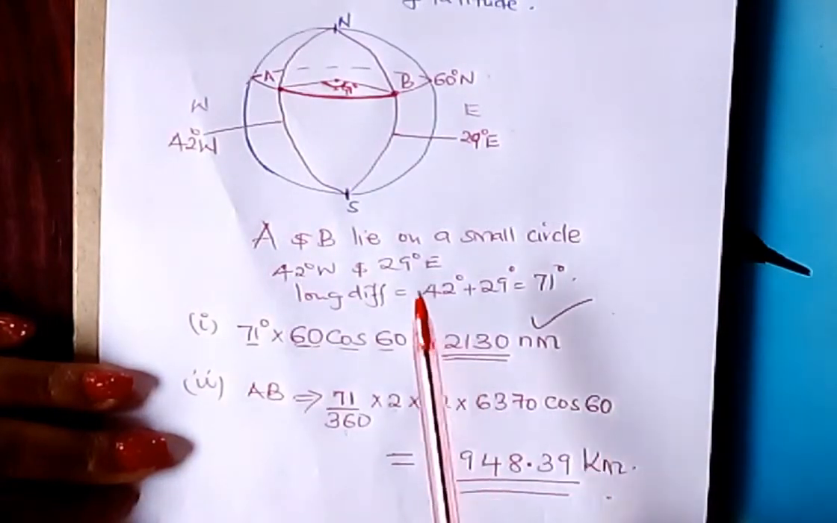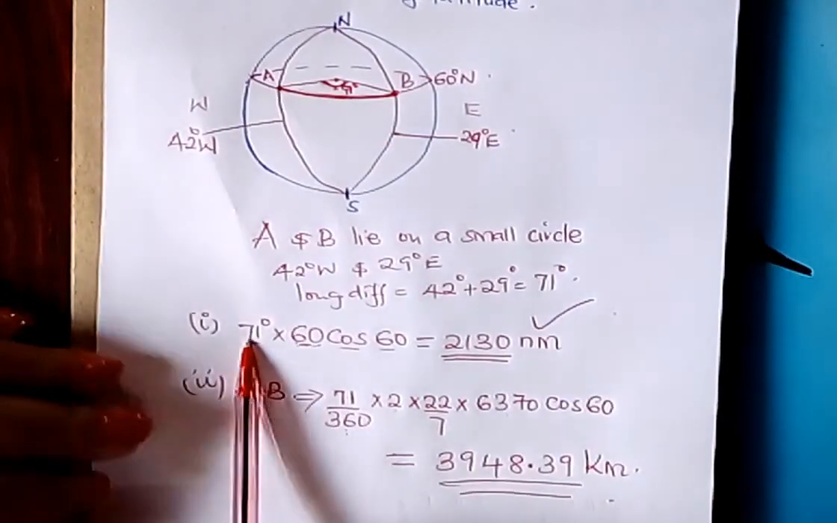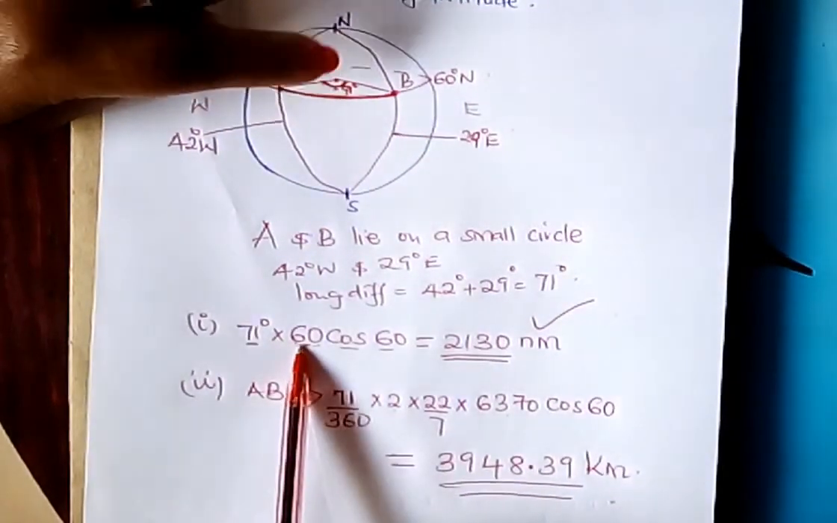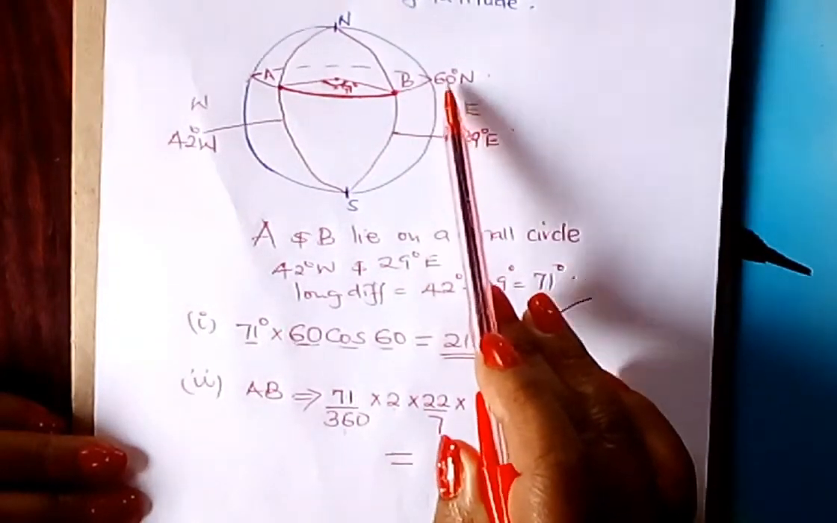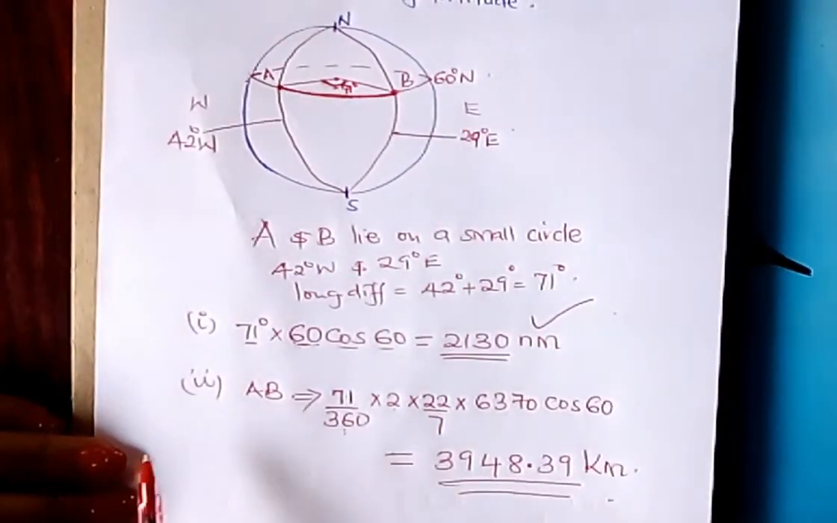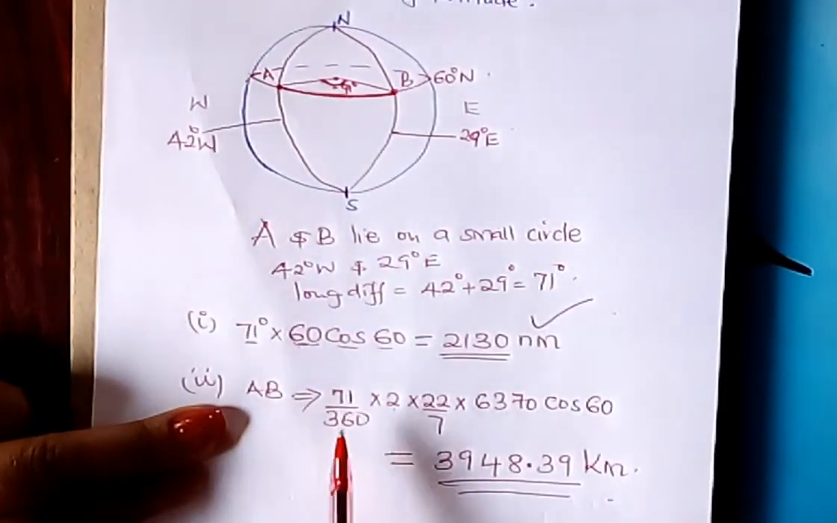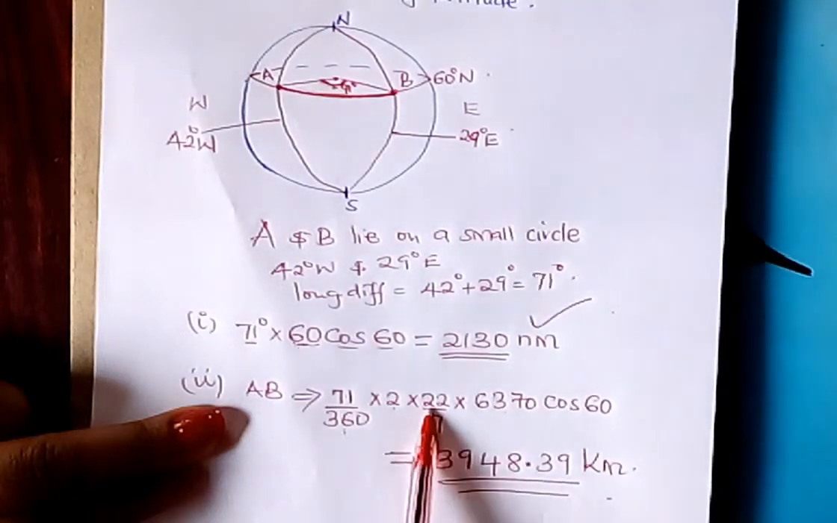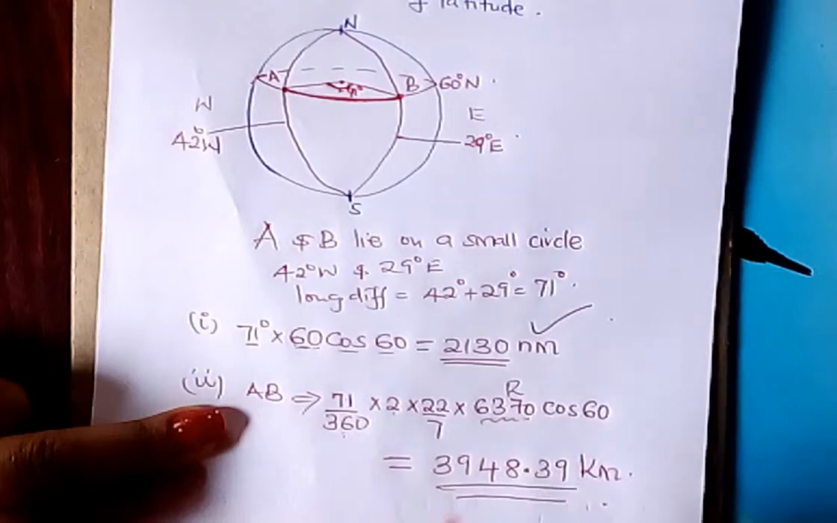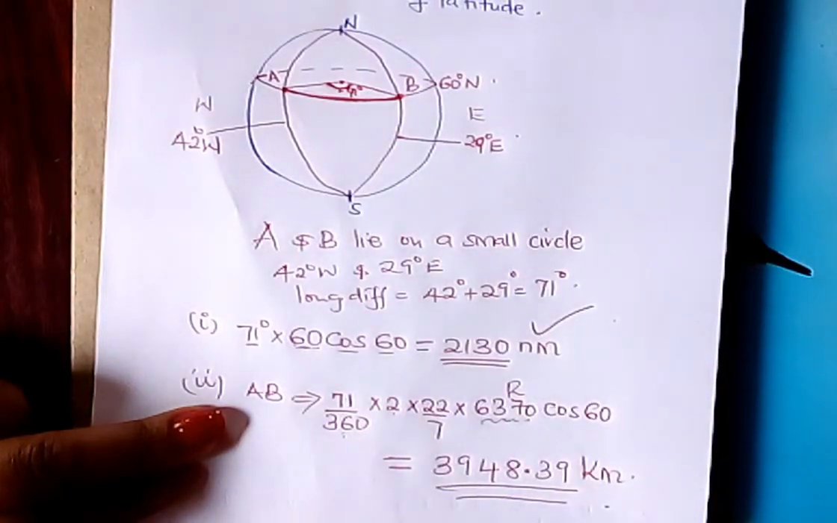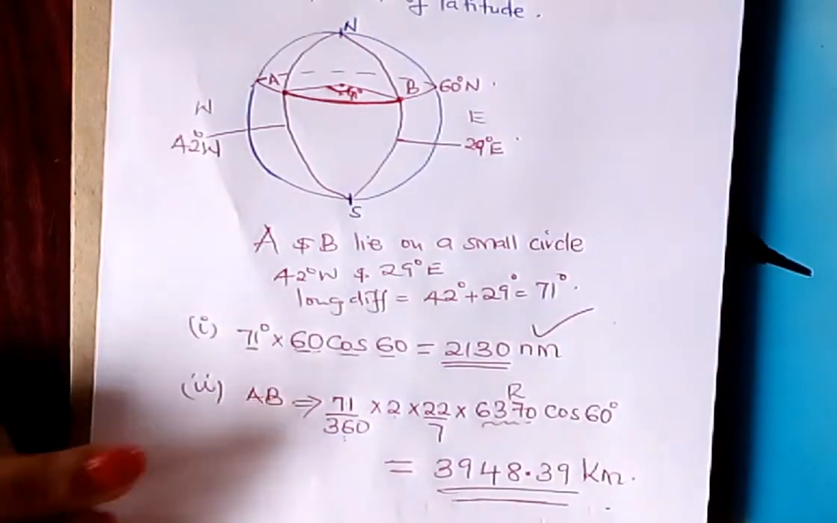So Lana, go ahead and internalize this: when they are on a small circle, you just take the angle at the center, multiply by 60 nautical miles times cos of the latitude angle, to give you that in nautical miles. In kilometers, this arc length is the angle at the center over 360 times 2 pi R. R is the capital R, the radius of the earth, which you are normally given as 6370, times the cos of the latitude angle again. And therefore you work out, you get that.